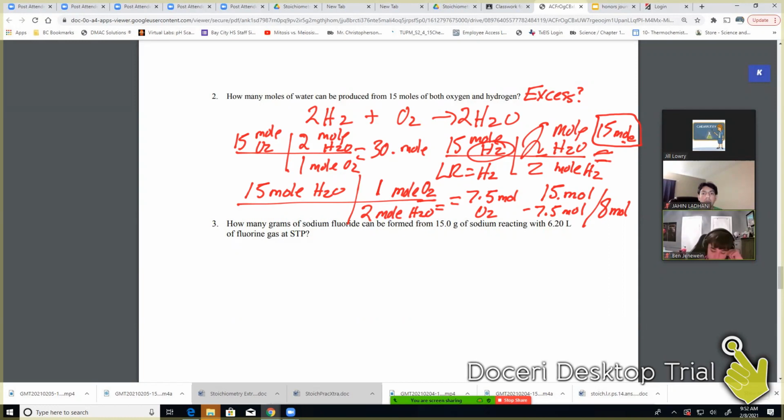All right, so y'all have practice on that. You'll have to do it on your own because we will be moving on after the test to percent yield, which is not as long as this.